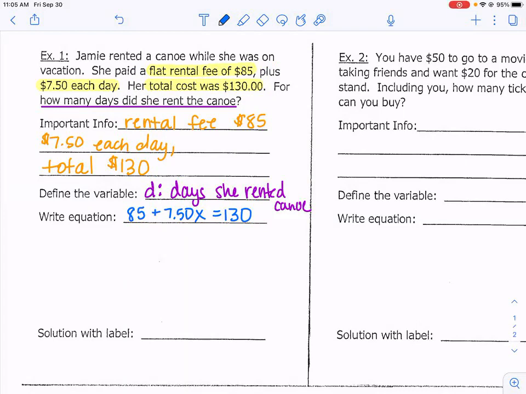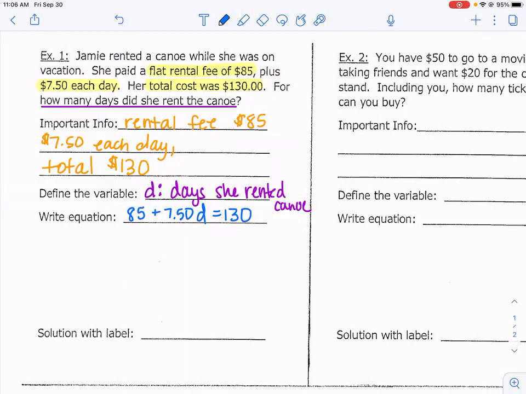So if I wanted to rent a canoe for 5 days, I would take 85 and then I would add 7.50 times 5. Okay. But why did I put X? Is that bothering anybody else? What did I say it should be? I put D, so I better use D. Otherwise that doesn't make sense. Good job, Miss Holman.